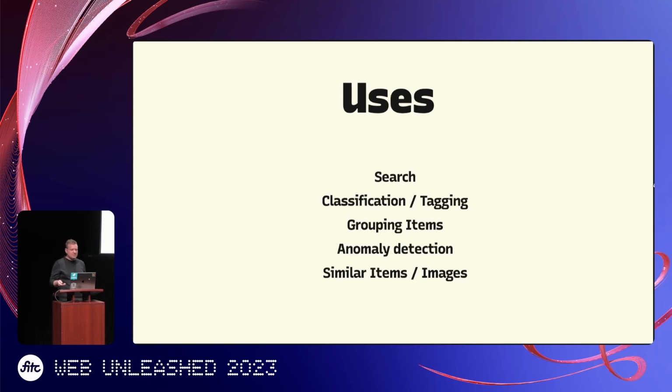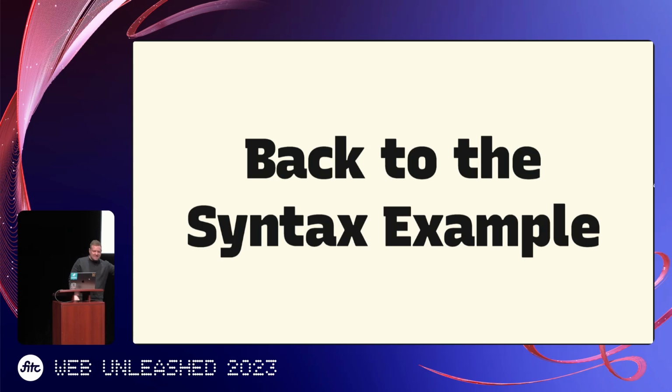Similar items, similar images. That's how a lot of these, like Google Lens, are getting really good. And it's not just finding the same image. It knows what's in the image. And that's using things like embeddings. So back to the syntax example.